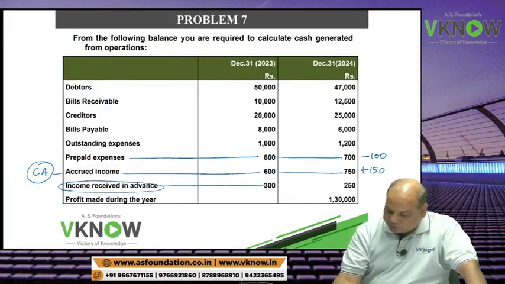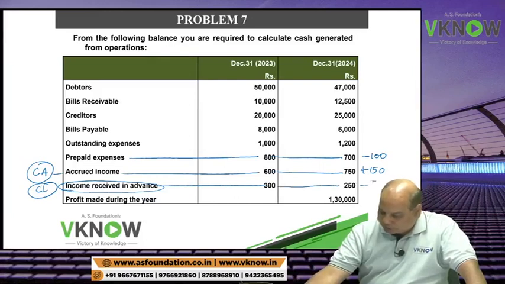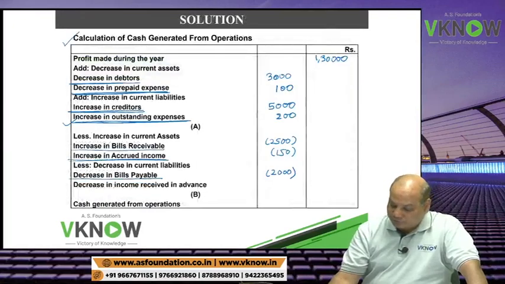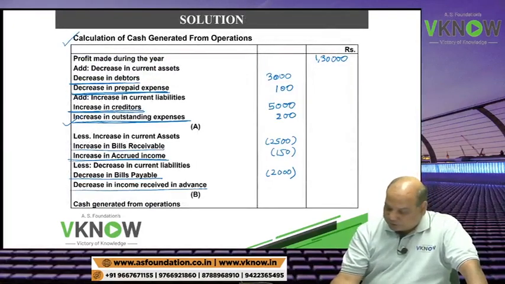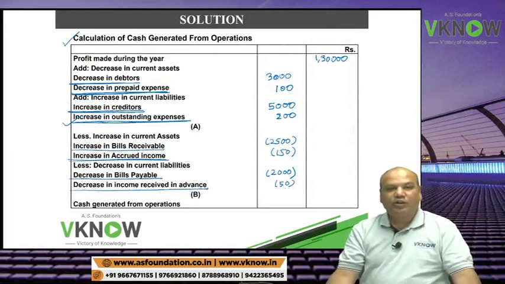And then the last item on the screen, income received in advance. Income received in advance is a current liability. There's a decrease of 50. Decrease in current liability, decrease in cash flow. Here in the last line, decrease in current liability is a decrease in cash flow.